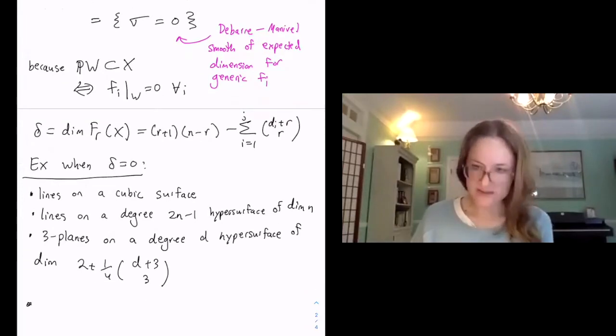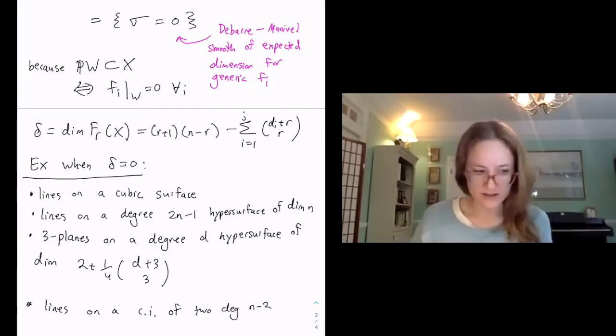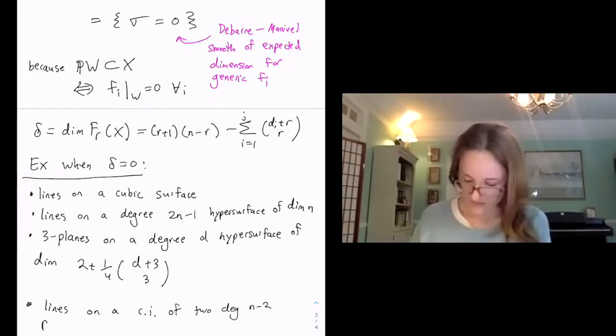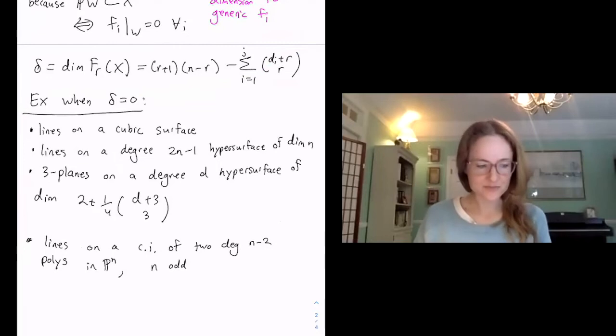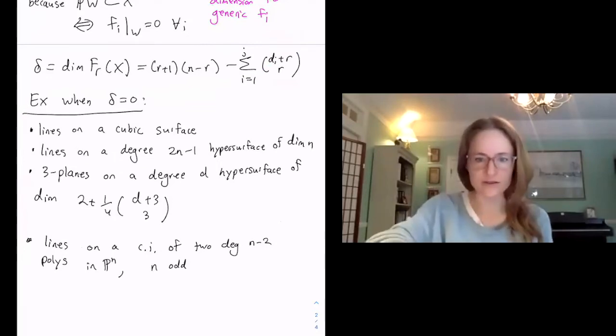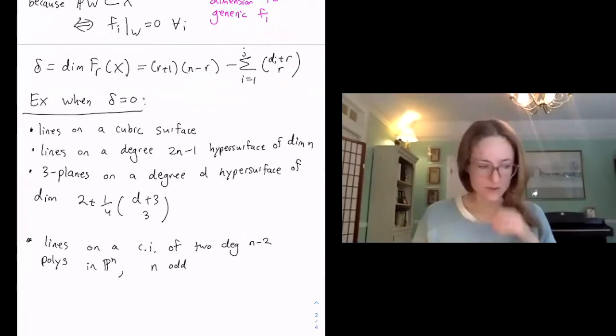To give an example where it's more than a hypersurface, we could take lines on a complete intersection of 2 degree n minus 2 polynomials in Pn. We're going to say n odd because we're going to want all these examples to also be orientable in a second. In any event, there are tons of infinite families of these for not just lines in 3 planes, but all the way up for 2 planes too, for that matter.